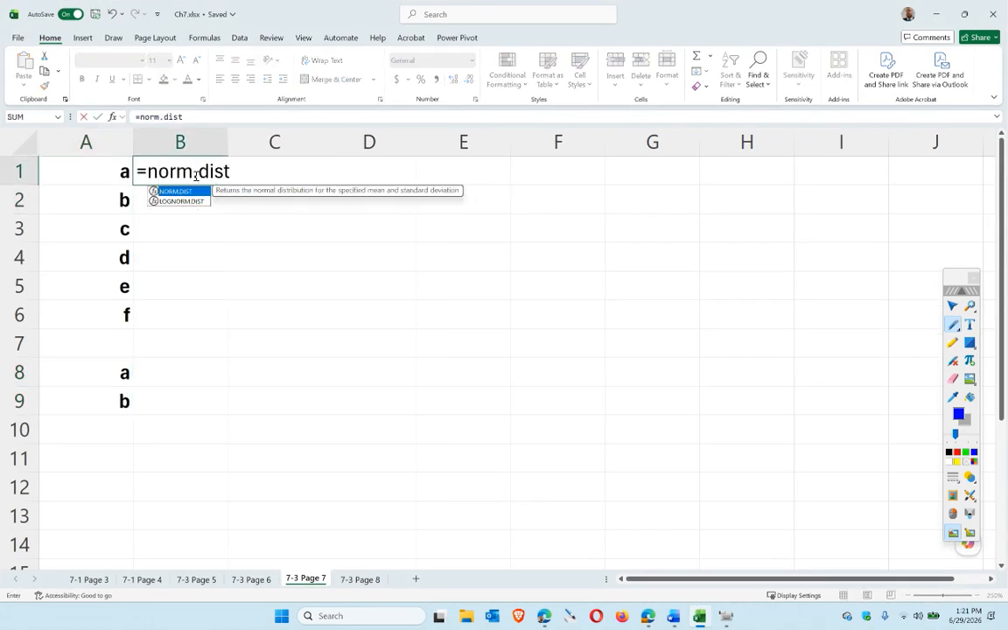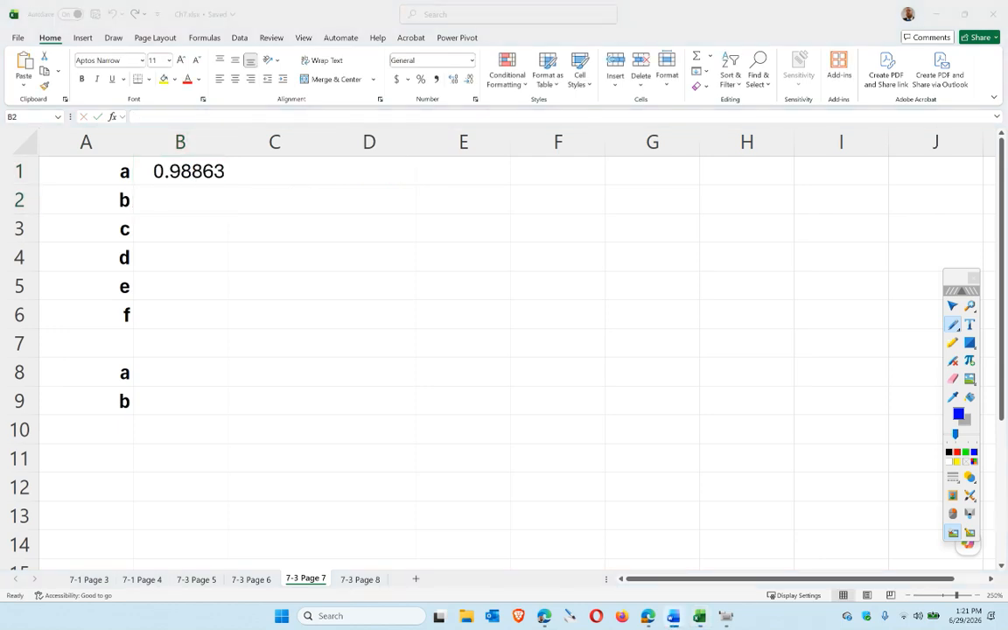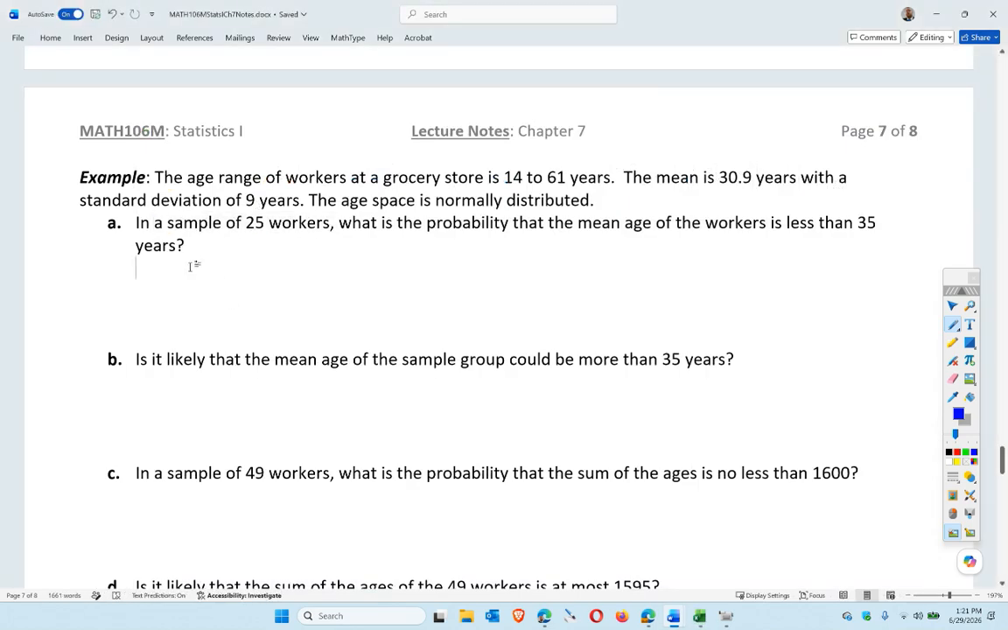Normal dot distribution, so less than 35, right? The average is 30.9 years of age with a standard deviation of 9, and the sample size is 25, right? So the mean of the group is less than 35 for 25 people as the group size. All right, about 98% chance that will happen. So that's the probability.